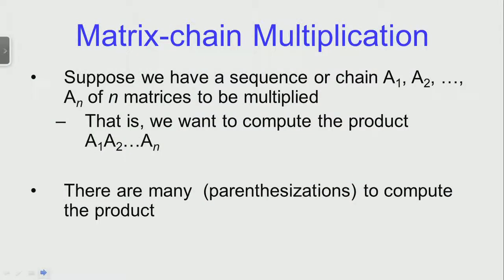In other words, the orders of the matrices are appropriately given. There are many parenthesizations to compute the product. What is a parenthesization? A parenthesization is an allocation of parentheses around the expression that has been given, so that the expression can be evaluated as specified by the parenthesization.